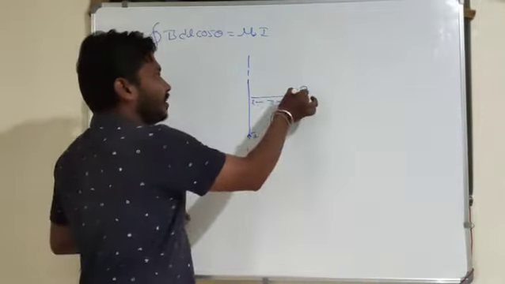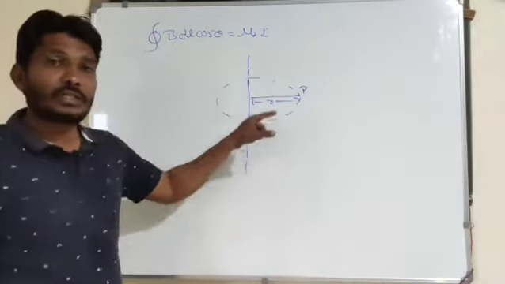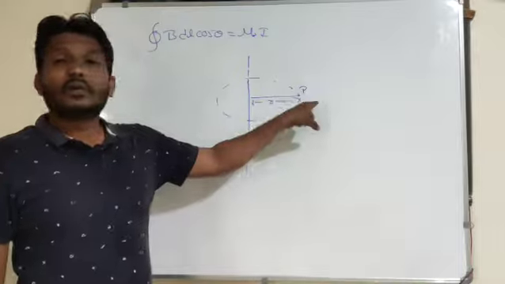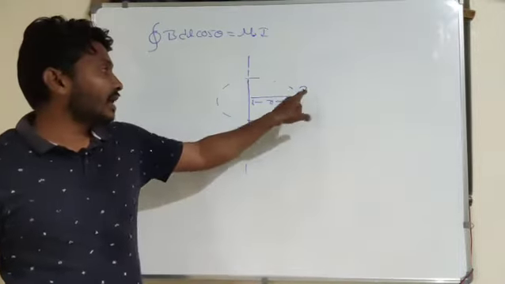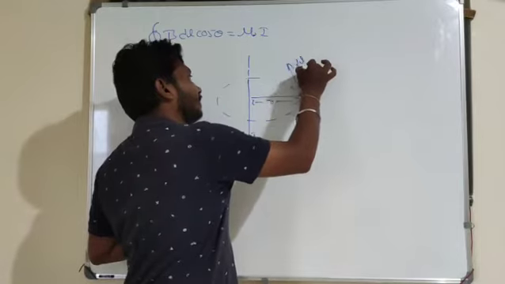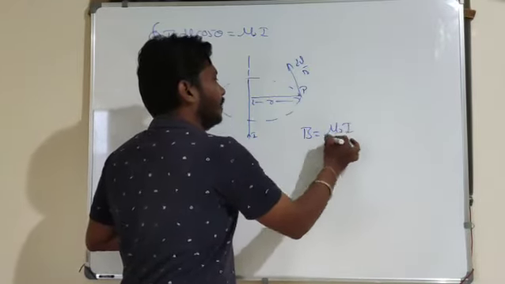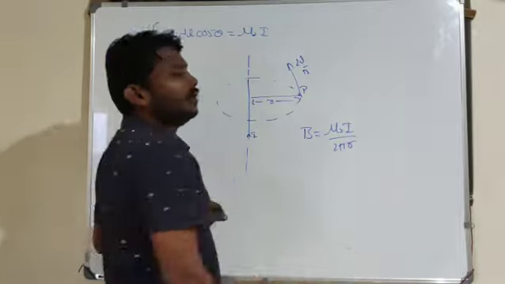If you draw an imaginary circle, you will get the same magnetic field around this circumference, and we derived the magnetic field at this point in the last class. So this is the diagrammatic way, and we got the expression B is equal to mu naught into I divided by 2 pi r.